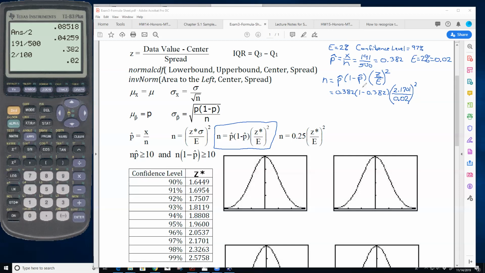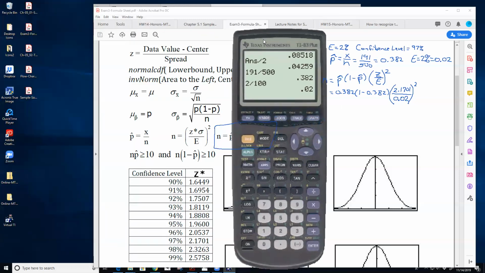Now, notice the parentheses I have here. They're very important because these parentheses right here ensure that only this part gets squared. You don't want to square the whole thing because you'll get the wrong answer. So let's just go ahead and put this into the calculator. Let me move this closer here so you can see it. And maybe I'll get rid of this little line here. We don't need that there now.